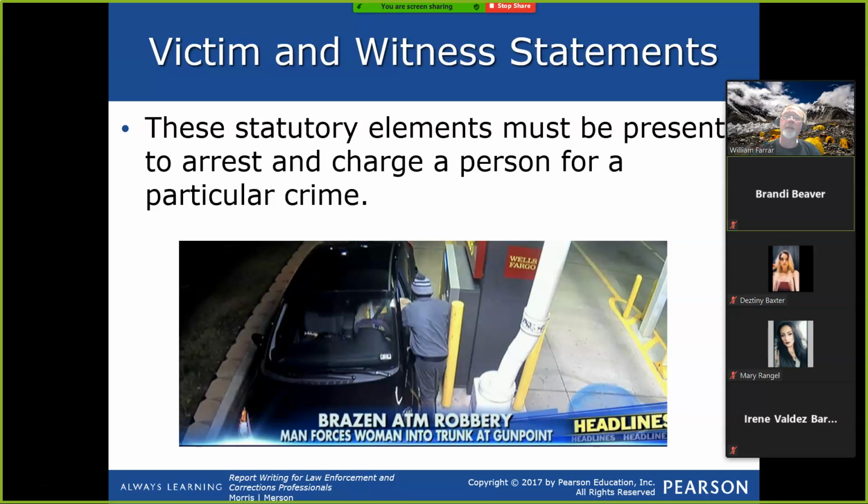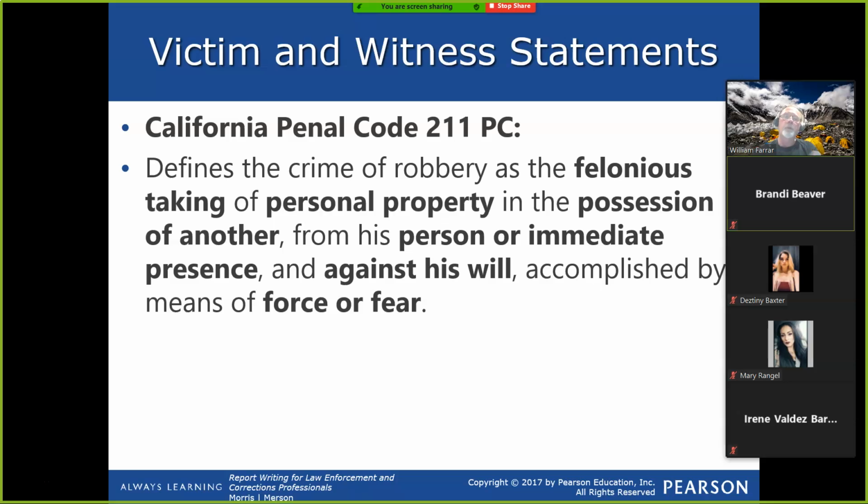So if we look at robbery, which is an easy one to look at. It's Penal Code 211, and the bold text shows you what you have to prove basically in your report. So if you're going to make an arrest for robbery, you have to have what they call the felonious taking of personal property in the possession of another, from their person or immediate presence, against their will, by force or fear. If you don't meet all of those elements, you're not going to have a robbery.